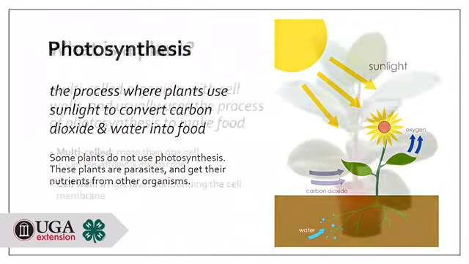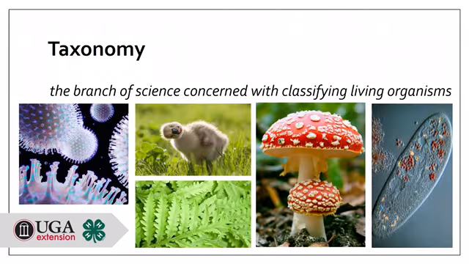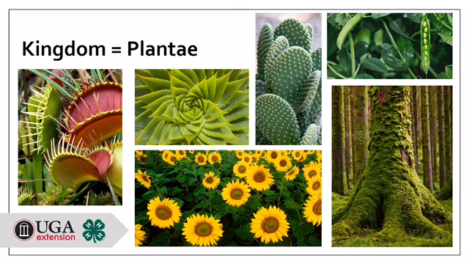Some plants do not use photosynthesis. These plants are parasites and get their nutrients from other organisms. A fun fact is mistletoe is a parasite. Taxonomy is the branch of science concerned with classifying living organisms. The kingdom is Plantae.